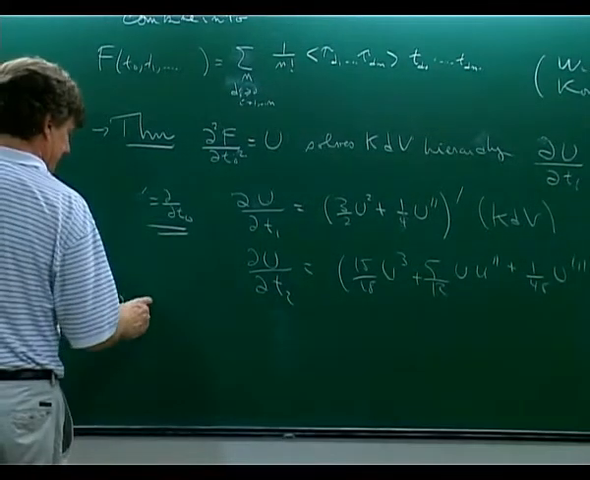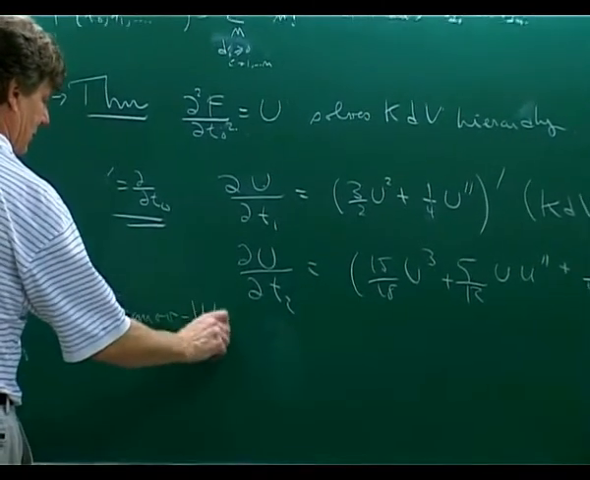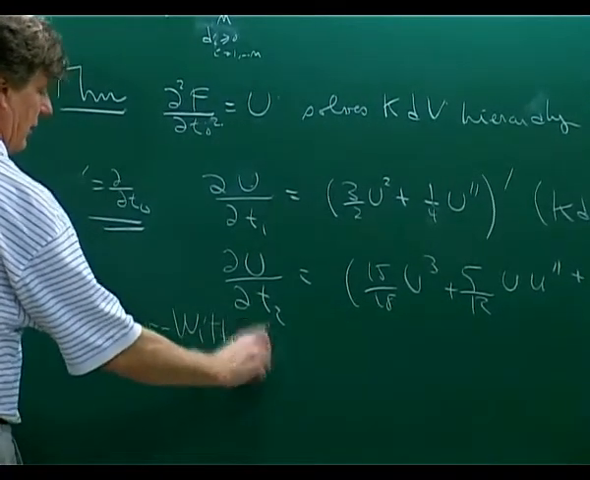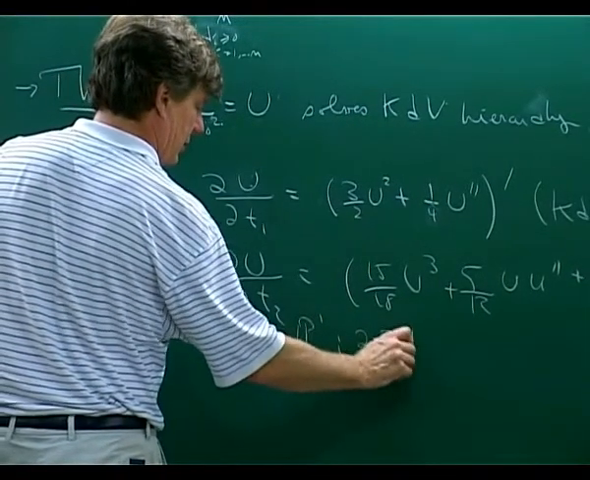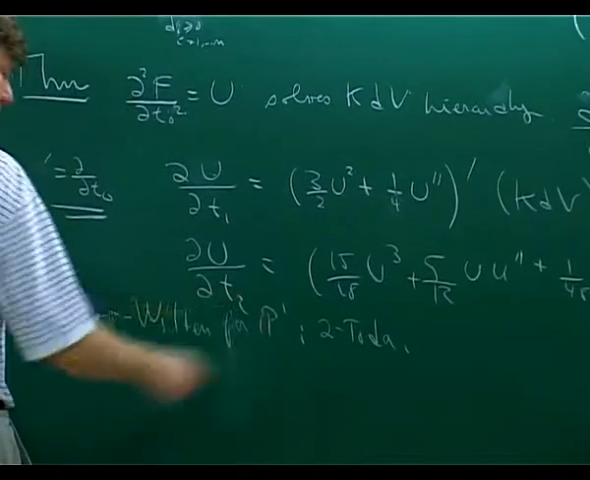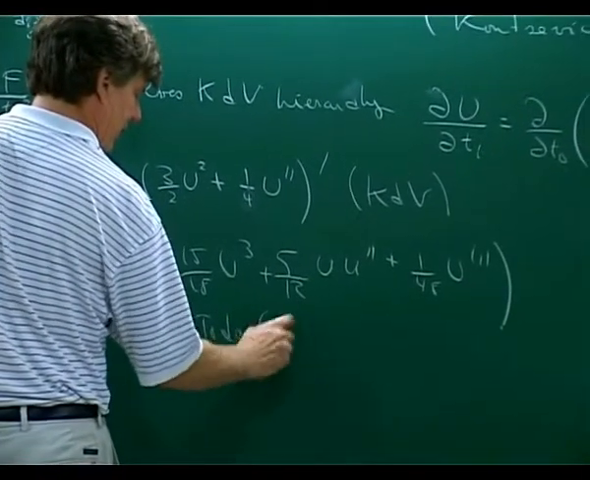So if you do the same thing with the Gromov-Witten invariants, I think for P1, you get the 2D Toda. That's Okounkov and Pandharipande.